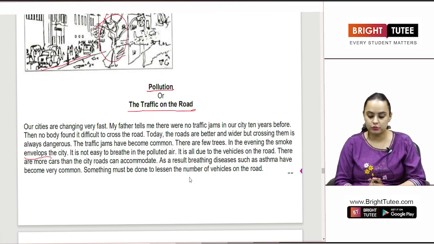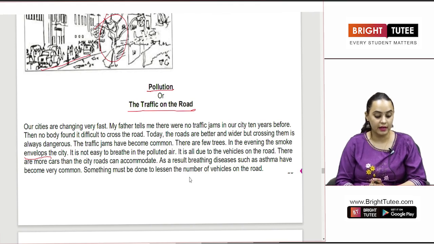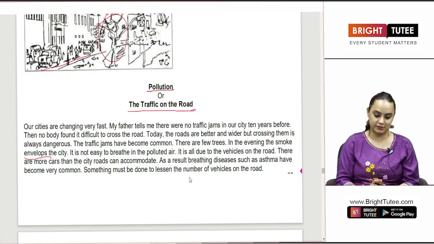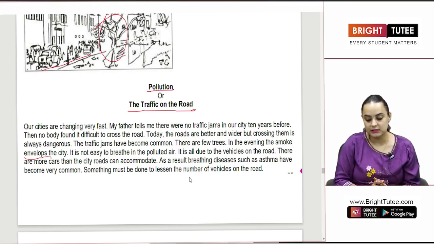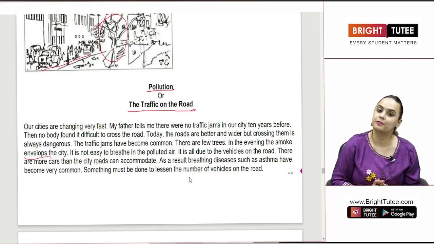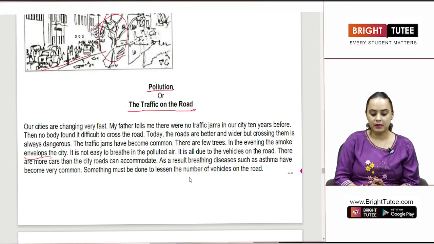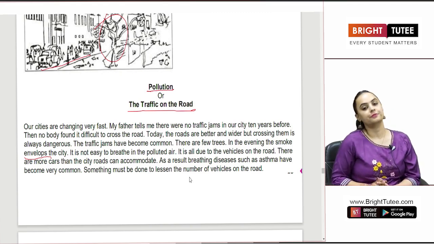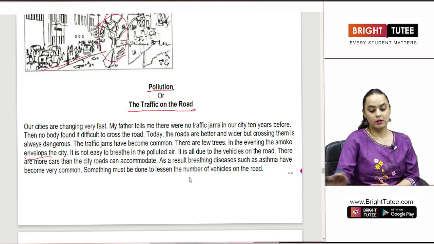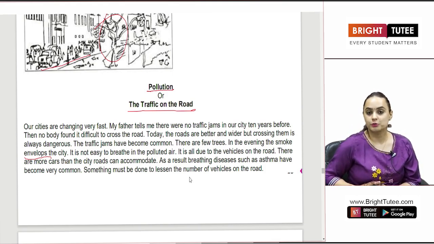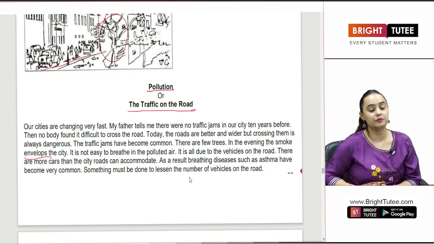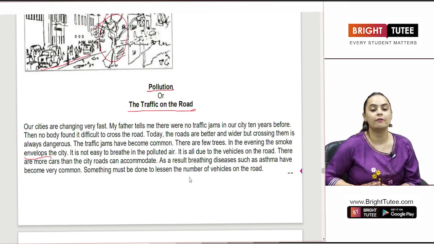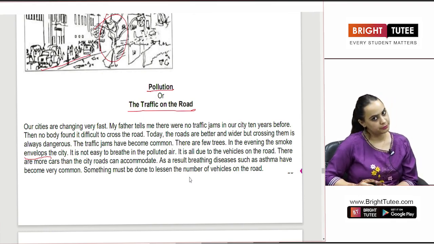It is all due to the vehicles on the road. There are more cars than the city roads can accommodate. As a result, breathing diseases such as asthma have become very common. Something must be done to lessen the number of vehicles on the road. So, just on the basis of what you see, you have written a composition describing the serious situation where the traffic is increasing on the road and the effects it will have on the health and life of the people.